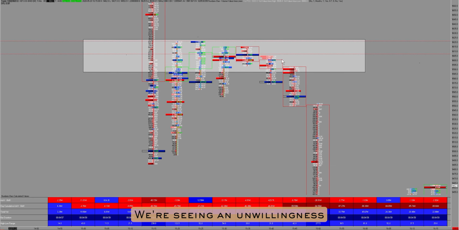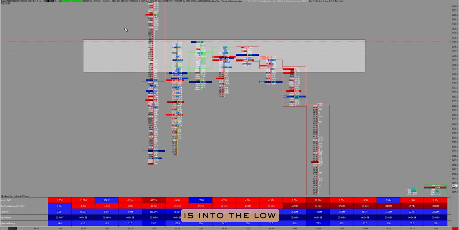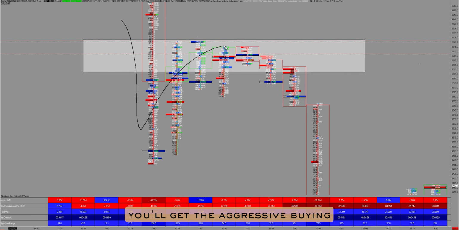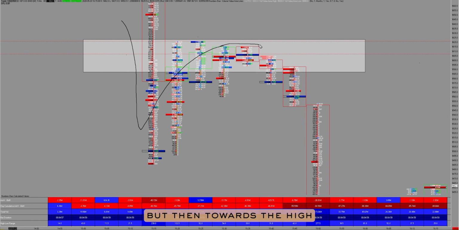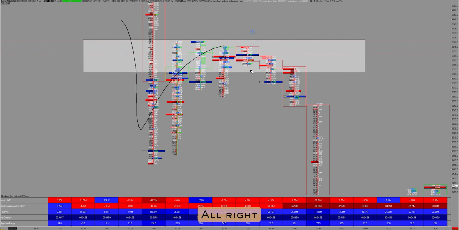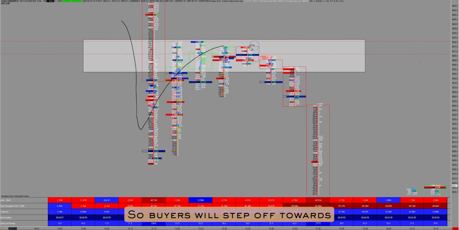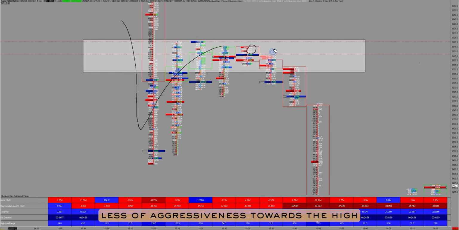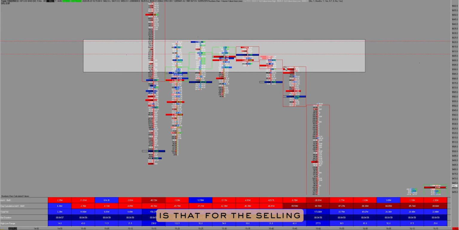We're seeing an unwillingness for both passive buyers and aggressive buyers to step in towards the tail end of the structure. What you normally will see is, into the low, you'll get the aggressive buying out of the low, but then towards the high, as price begins to consolidate, those buyers will step off. So buyers will step off towards the right-hand side of the structure. Towards the high, you'll see less aggressiveness, and what we actually have is that the selling that comes into the market is able to move the market more than the buying did initially.